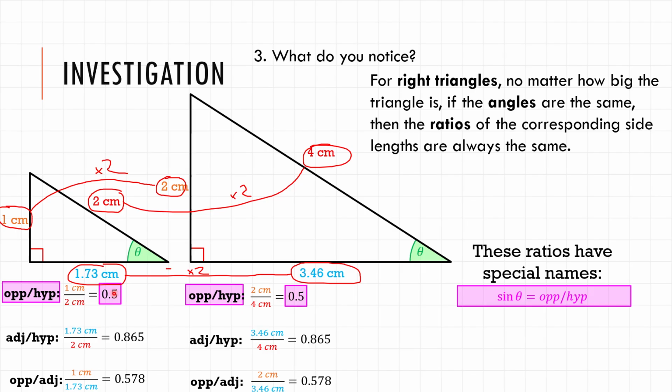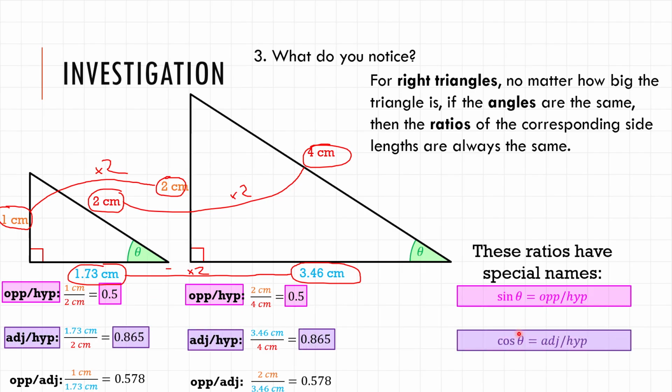always be the same. The next ratio that you have to know is called cosine, and we write it like this: cosine of theta, cosine of an angle. The cosine ratio of any angle is equal to the adjacent side divided by the hypotenuse. And the last one is called tan. The tan ratio of any angle is equal to the opposite side divided by the adjacent side.